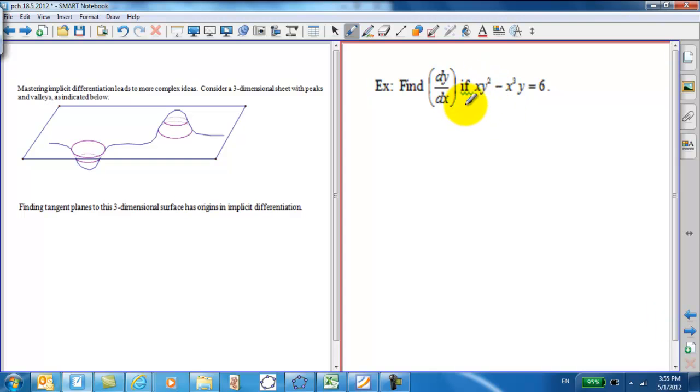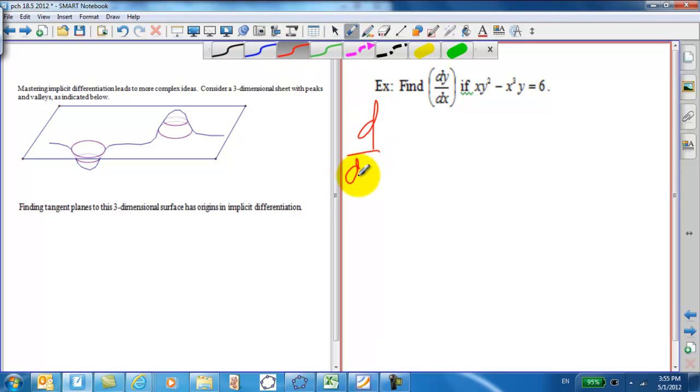So let's find this dy dx if xy squared minus x cubed y equals 6. So we start out by taking the derivative of both sides with respect to x. We're going to use this d over dx notation.